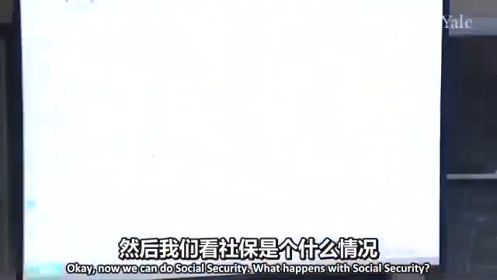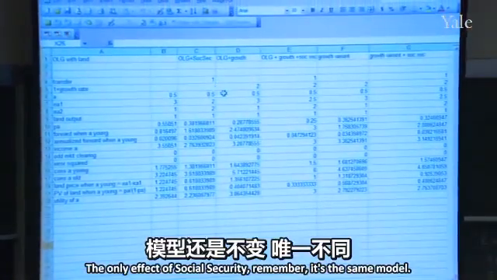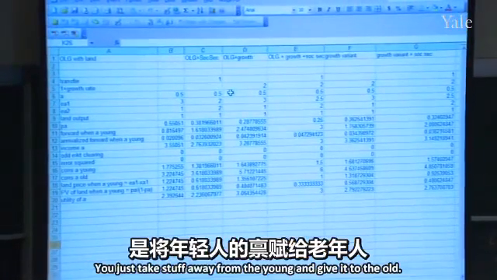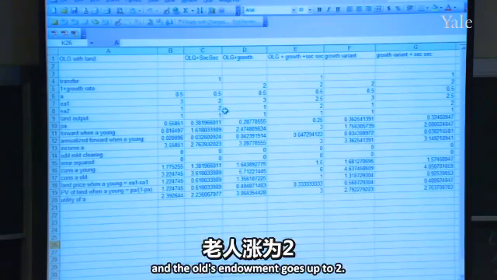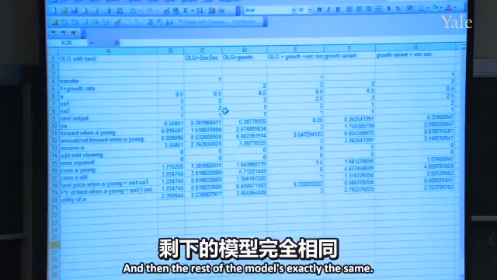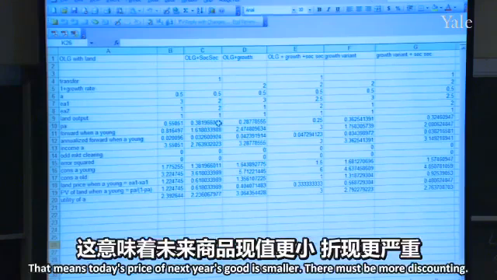Now we can do Social Security. What happens with Social Security? The only effect of Social Security, remember, it's the same model. You just take stuff away from the young and give it to the old. So nothing changes except the young's endowment goes down to 2 and the old's endowment goes up to 2. And then the rest of the model is exactly the same. And so, of course, it's going to give you a different price. PA is different. So PA is smaller. That means today's price of next year's good is smaller. That must be more discounting.